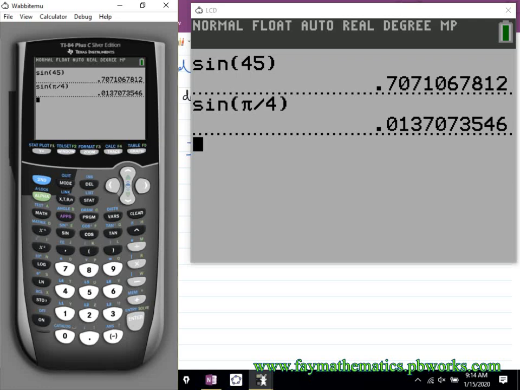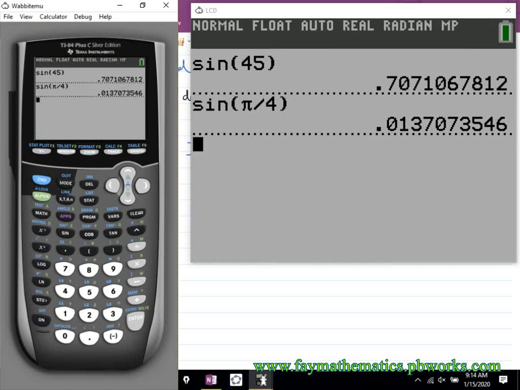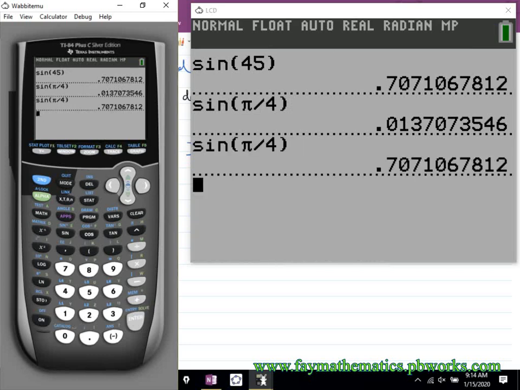Does that make sense? So to get that same 0.707 number, I need to go to mode, go down to radian, hit radian, get out of there, second quit. Now if I hit sine of pi over 4, now it gives me that 0.707. Does that make sense?